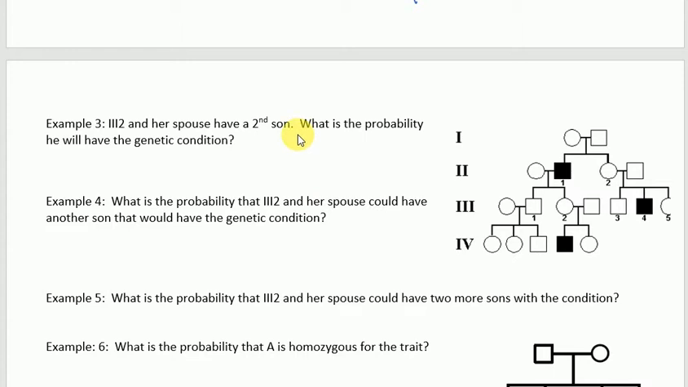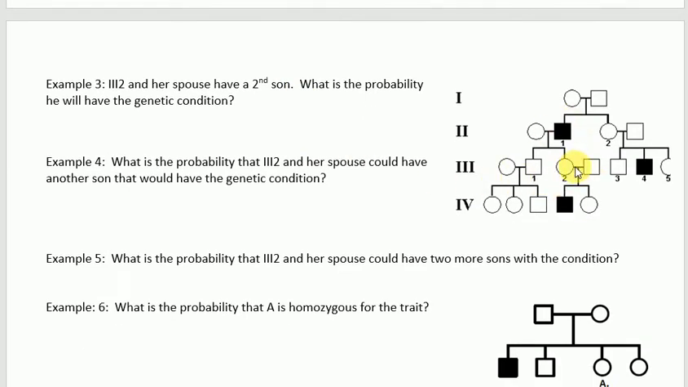Next example. And this one we're going to use a chart. And this I just want to show here, instead of labeling each individual, sometimes they do rows. So 1, 2, 3, 4, and then they give you a number. So for instance, this says row 3, parent 2, and her spouse have a second son. What is the probability he will have the genetic condition?